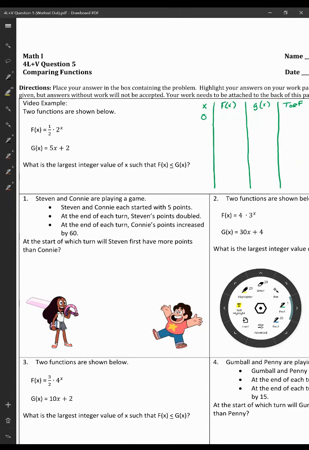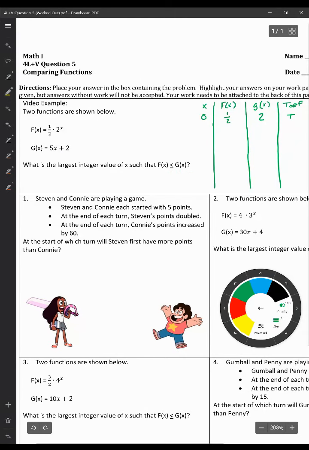So all I'm going to do is plug in 0 where we see x for my f of x. So 2 to the 0 is 1 because anything to the 0 power is 1. So now we have 1 times 1/2, which is 1/2. And then we'll do the same thing for g of x. We'll plug in 0 for x. So 5 times 0 is 0. We add 2 and we get 2. So we can see that f of x, which is 1/2, is less than or equal to 2. That is true, so I'm going to put true. And I'm going to erase all that stuff that we did.